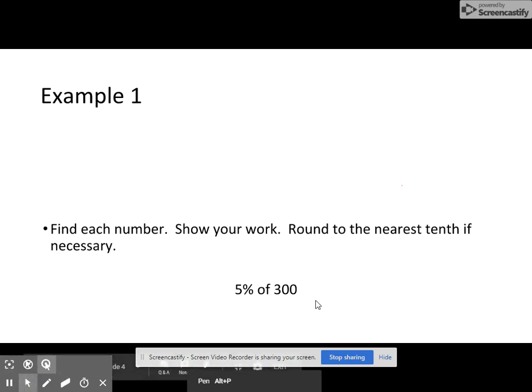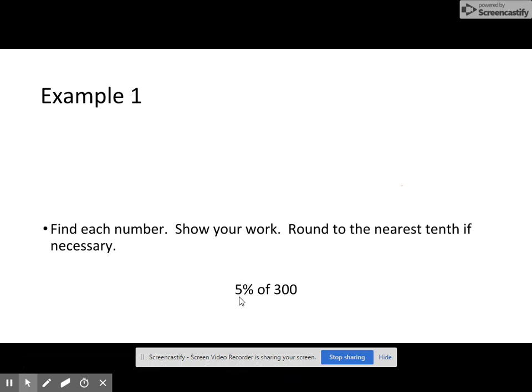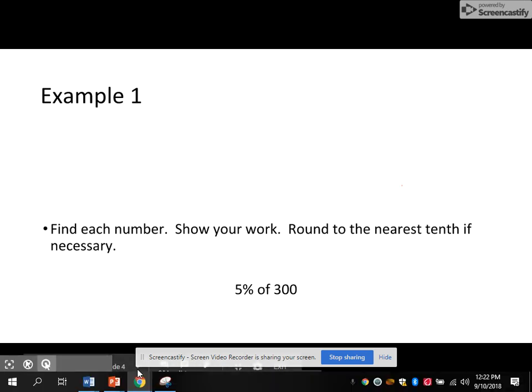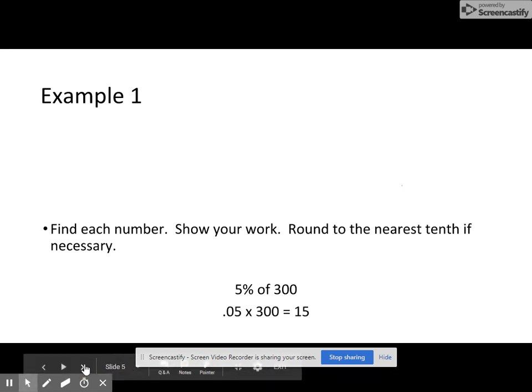5% of 300. So to do that, I need to start with this 5%. I need to move the decimal 2 places to the left. Remember, always to the left. And then I will multiply times 300. So here is what it will look like when I do that. So I moved 5% becomes 0.05. I take that times 300 and I get 15. So 15 is 5% of 300.